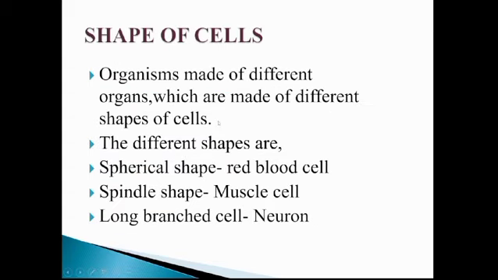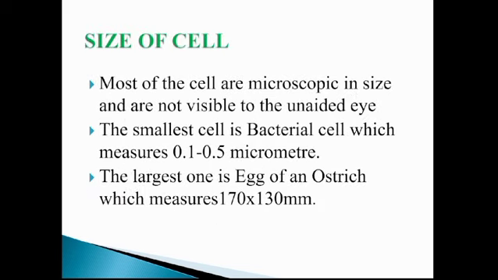Then the second one is the shape of cells. The organisms are made of different organs which are made up of different shapes of cells. The different shapes are spherical, spindle-shaped, and long and branched. Then coming to the size of cells. Most cells are microscopic in nature and are not visible to the unaided eye. The smallest cell is the bacterial cell, which measures 0.1 to 0.5 micrometer, and the largest one is the egg of an ostrich, which measures 170 by 130 millimeter.